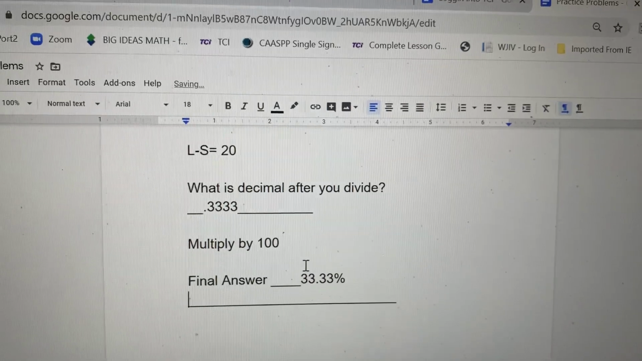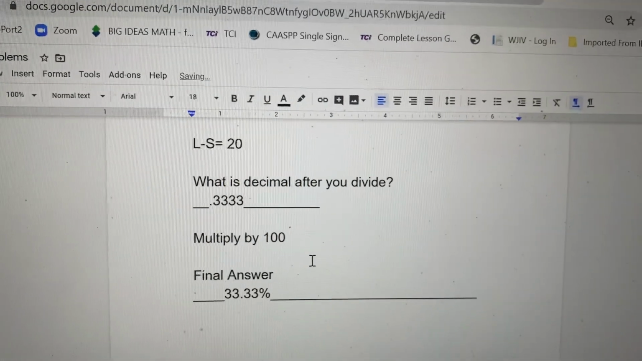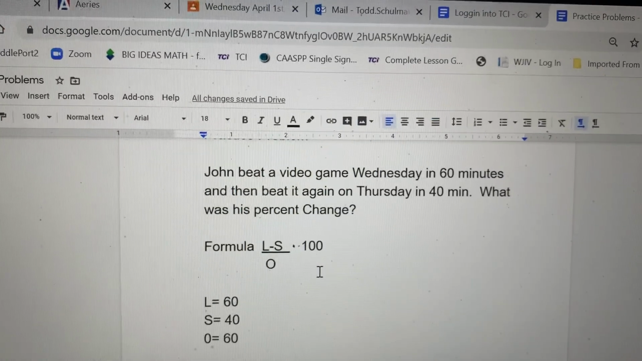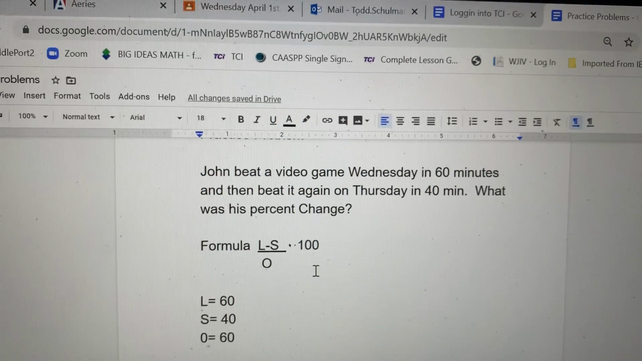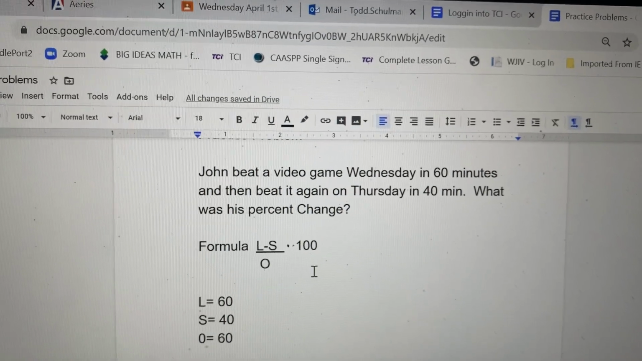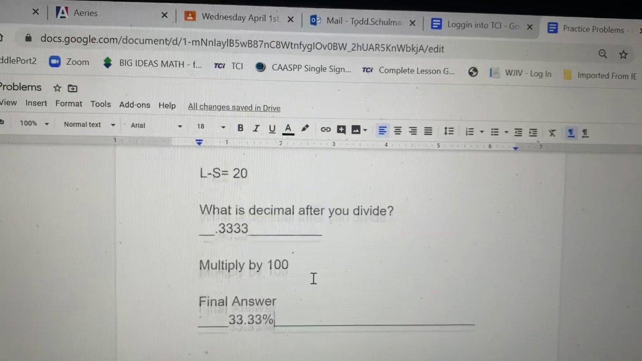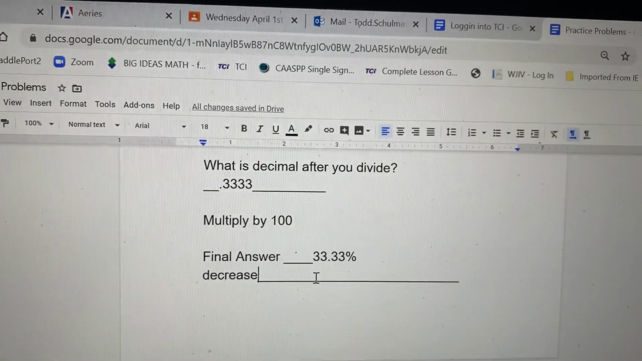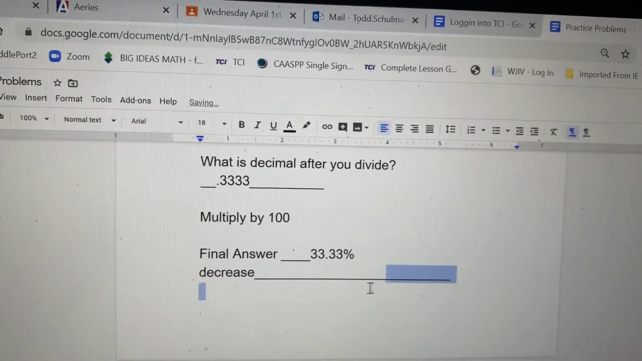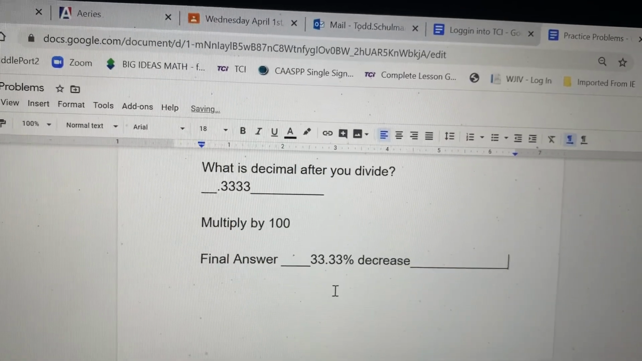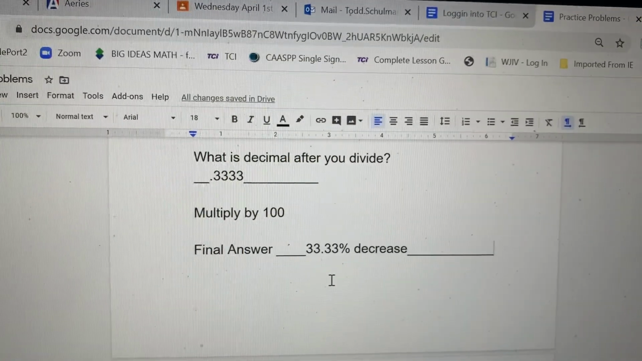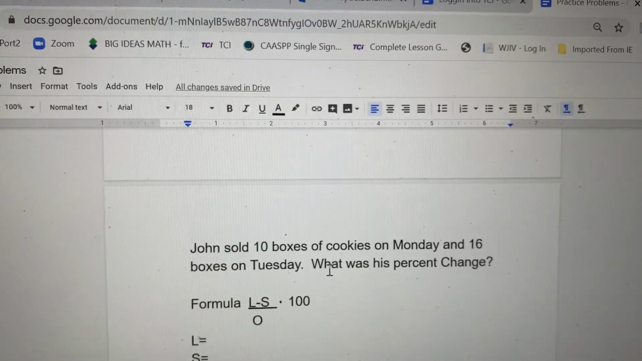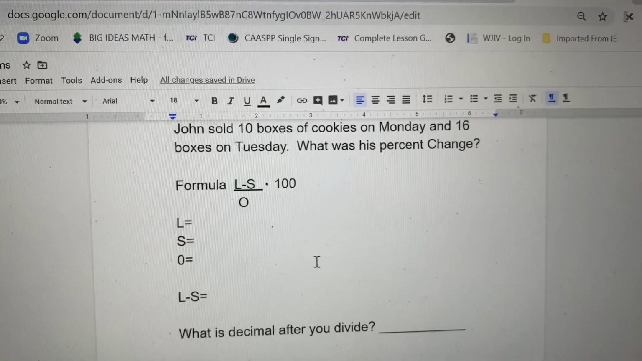We still have to figure out, is it an increase or is it a decrease? So I'm going to scroll back up and reread the problem. And I see it says that John beat a video game in 60, then 40. So that number got smaller. So since it got smaller, it's going to be a decrease. I know I put a few too many spaces here. Not a big deal. If it doesn't look so nice, we just delete it. 33.33% decrease.